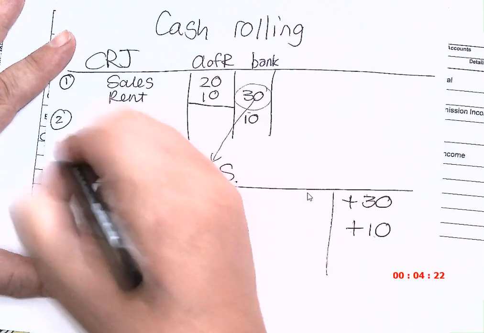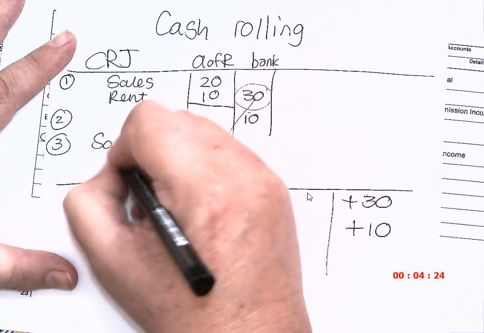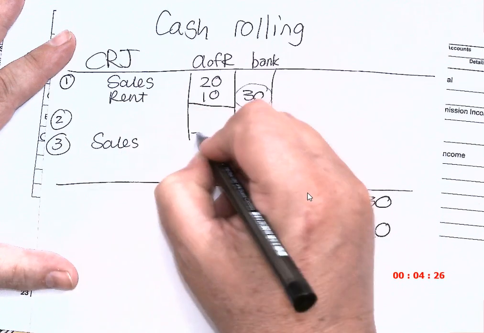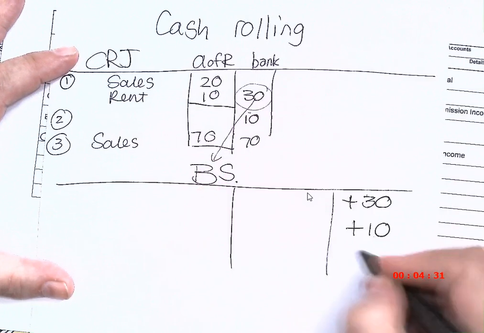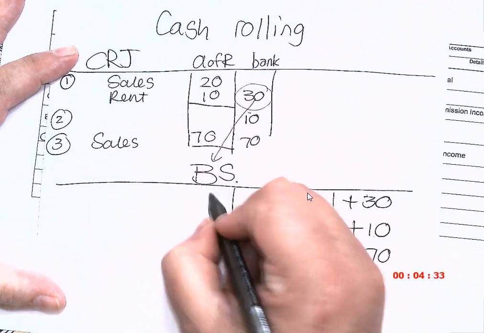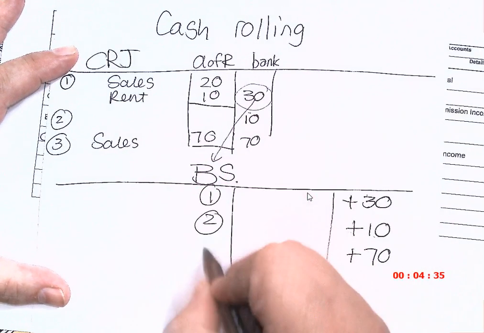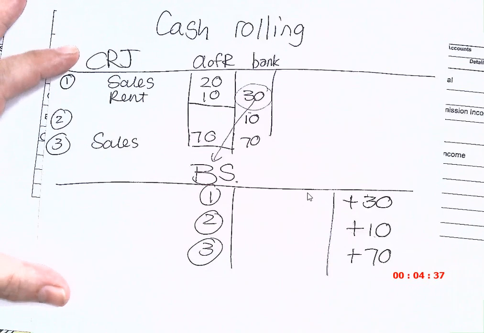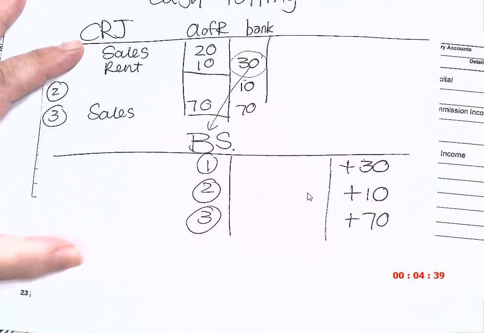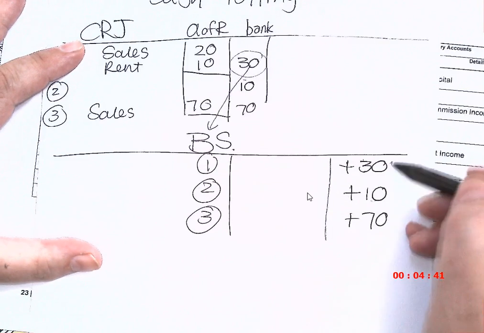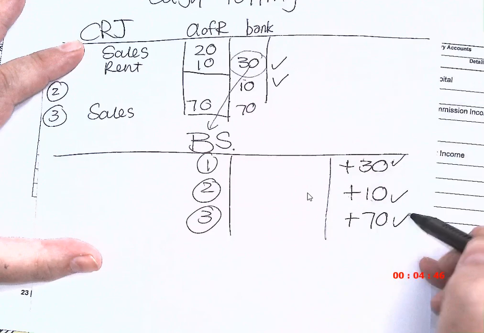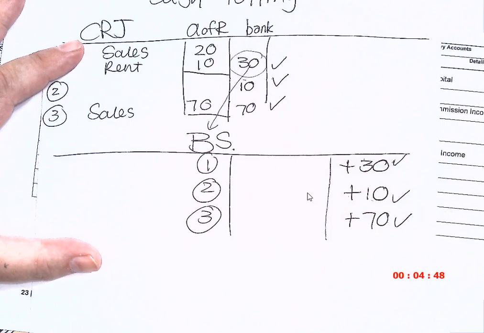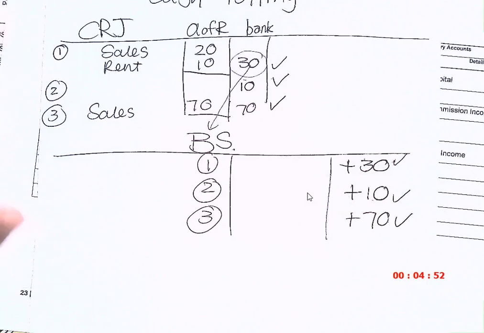Let's say on day 3 I had sales for 70 Rand. It's the only thing, I take it to the bank, 70 Rand. Now when I do internal control at the end of the month, I see 30 Rand, 30 Rand, 10 Rand, 10 Rand, 70 Rand, 70 Rand. Nothing is missing. It's an easy way to keep control of my cash.